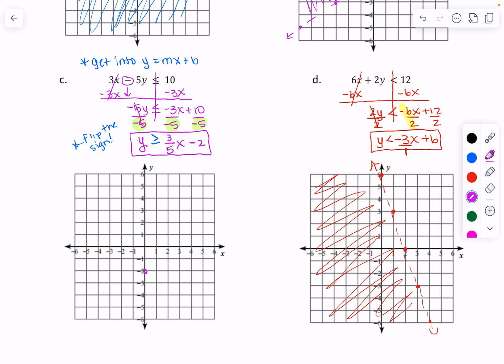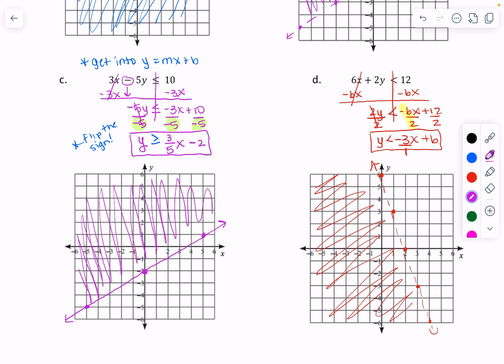I'm going to start at negative 2. Up 3 over 5 to the right. Down 3 over 5 to the left. This is going to be a solid line because it's got the equal to underneath it, and I am shading above the line because it's greater than.